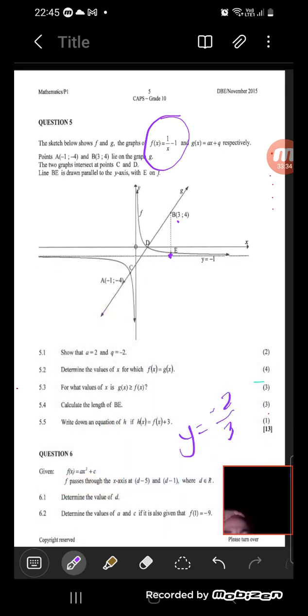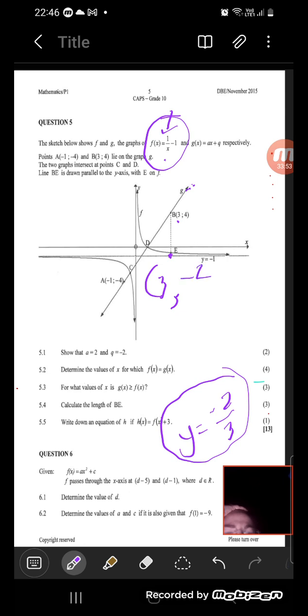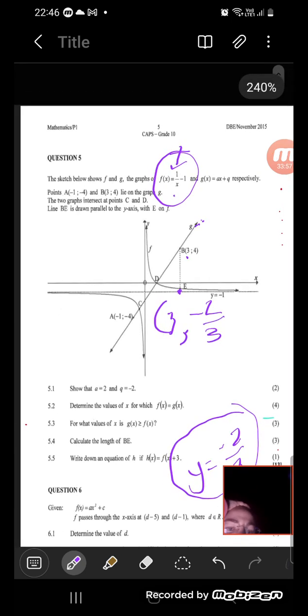Now we're not working on this g here, we're working on this. Where the x is 3, the y is going to be minus 2 over 3. So this point at E is going to be, the x coordinate is 3, the y coordinate is minus 2 over 3. Okay? 3, minus 2 over 3. Now, you're not done yet.